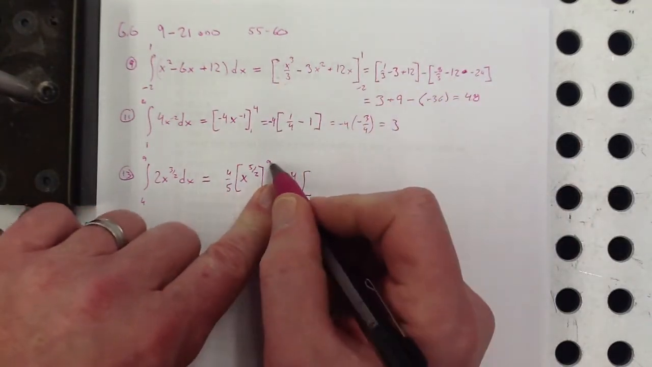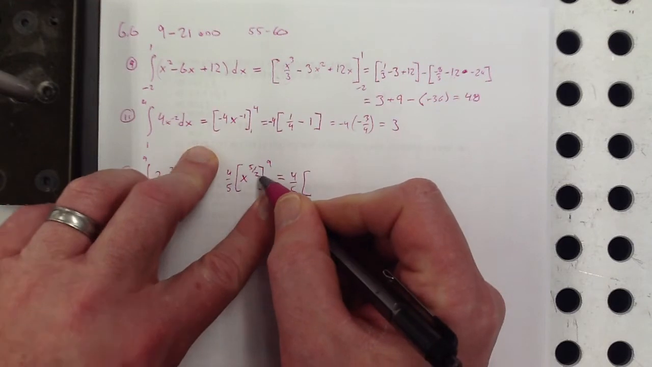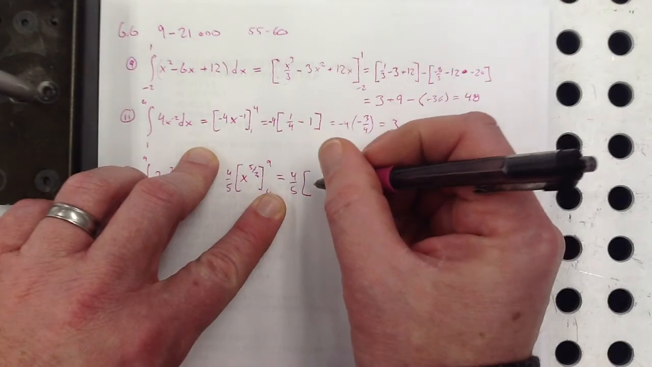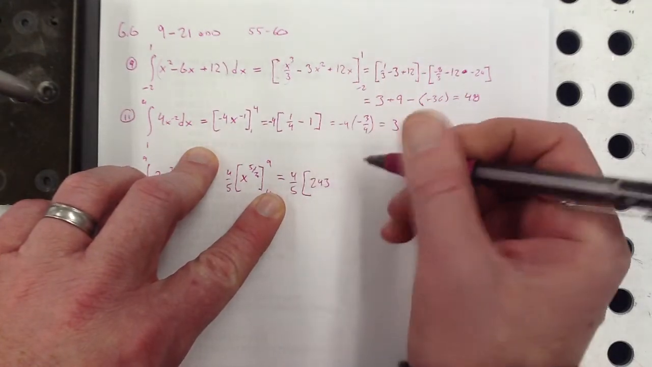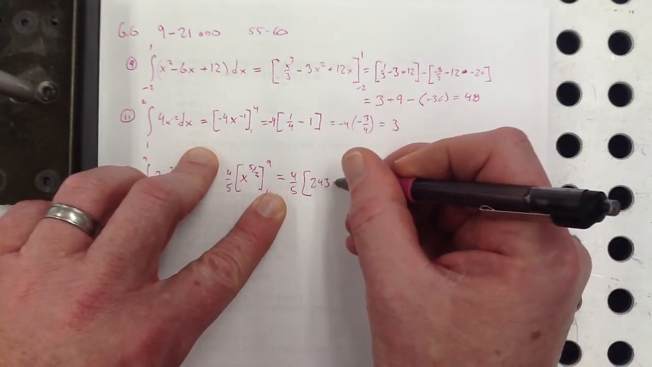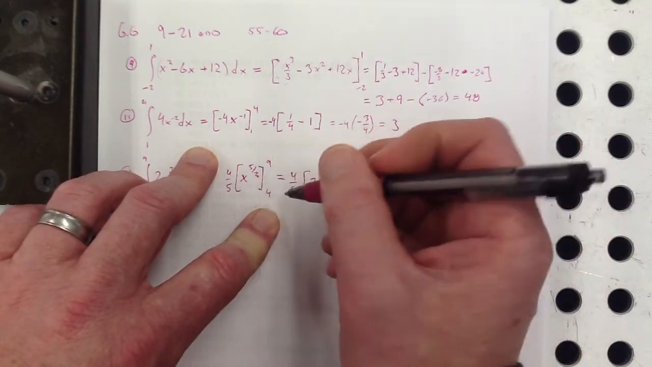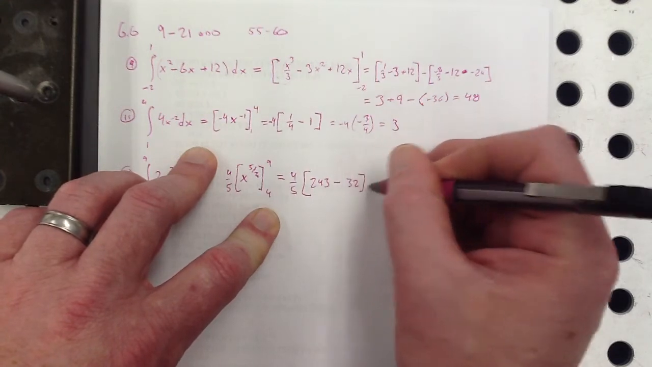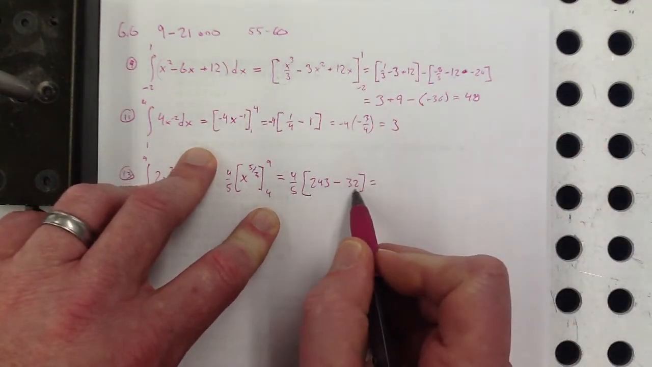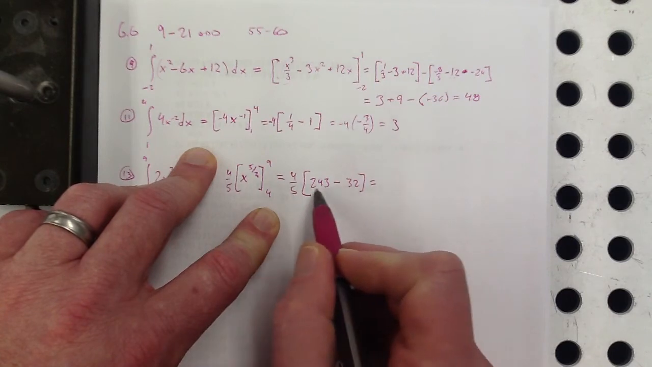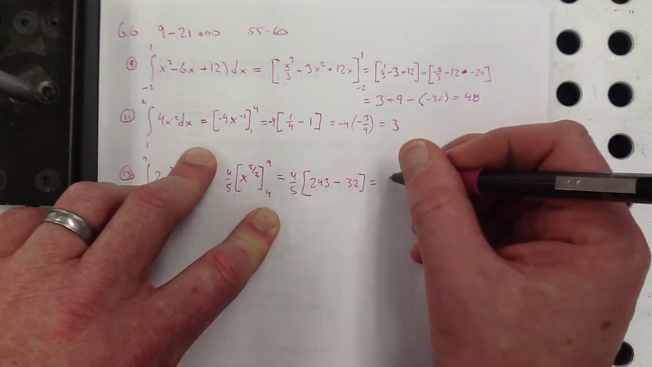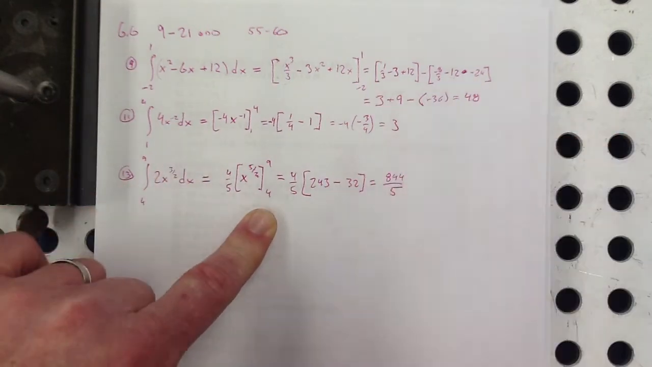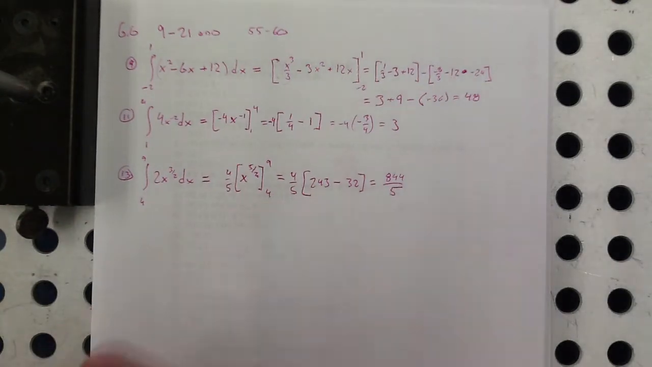And let's see, what's 9 to the 5/2? Well, the square root of 9 is 3. To the 5th is 243. That's 81 times 3. And then 4 to the 5/2, the square root of 4 is 2. To the 5th is 32. So 243 minus 32 is 211 times 4 is 844. Oh boy, I'm crossing my fingers here. Let's see, 13. Oh, yes.